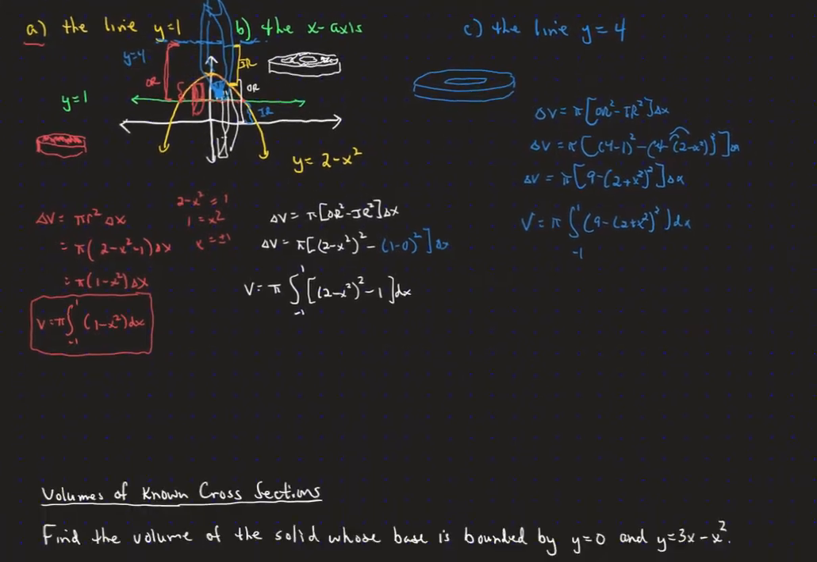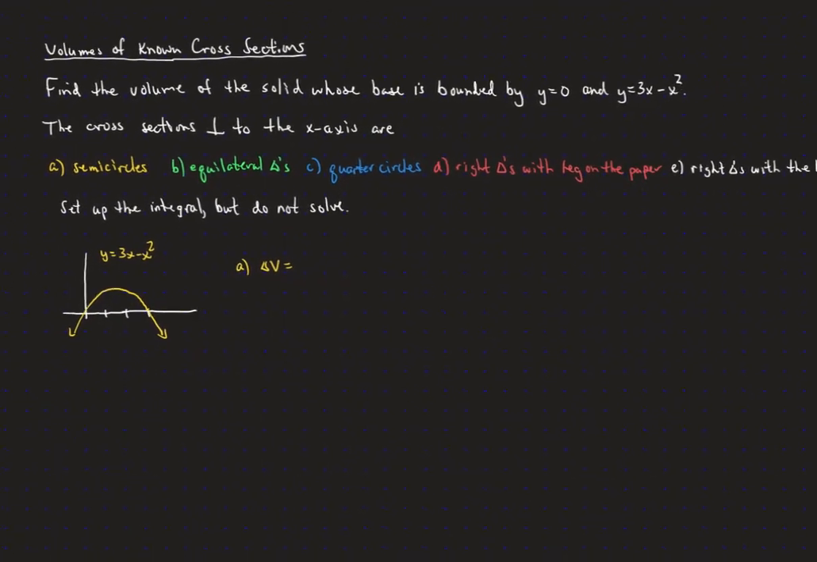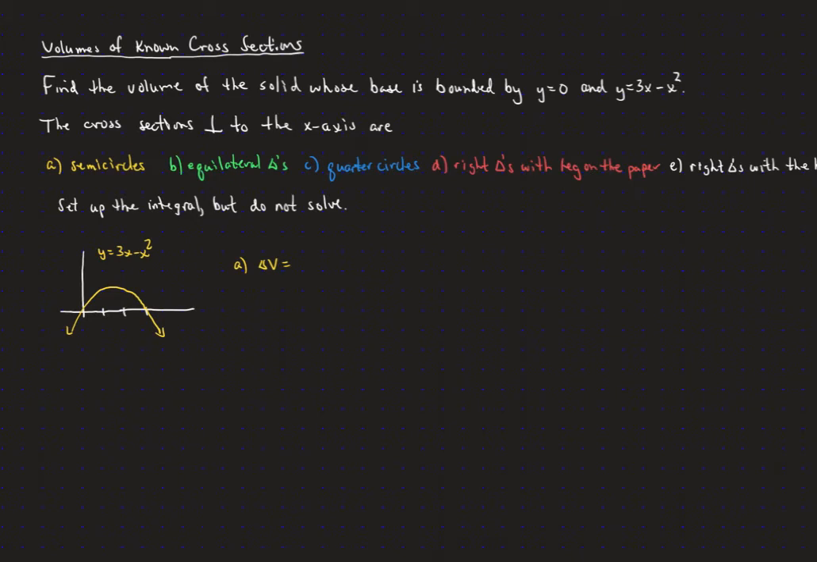So let's look at a new idea. We're going to talk about volumes of known cross sections. So we are going to find the volume of the solid where the base is bounded by y equals 0 and y equals 3x minus x squared. So we can see the parabola drawn there, and y equals 0 is going to be just the x-axis. So that's just going to be this line right here. So the region we're talking about is this one that's going to be right here sharing the x-axis.